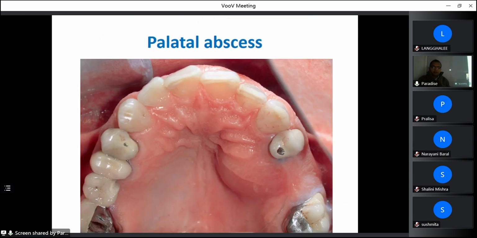Now it is a case of palatal abscess. It is due to a carious first premolar. The palatal root of the first premolar is carious. So the infection has spread through the periapical lesion, and it has done the palatal perforation, and it leads to formation of palatal abscess.